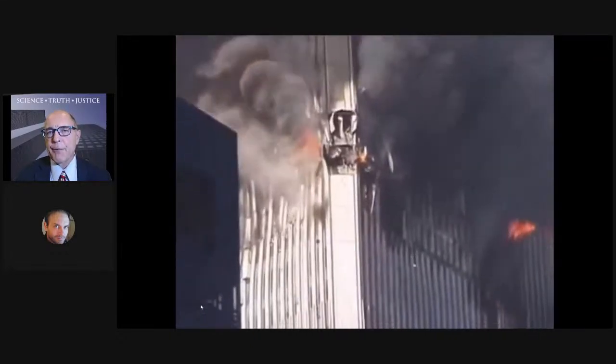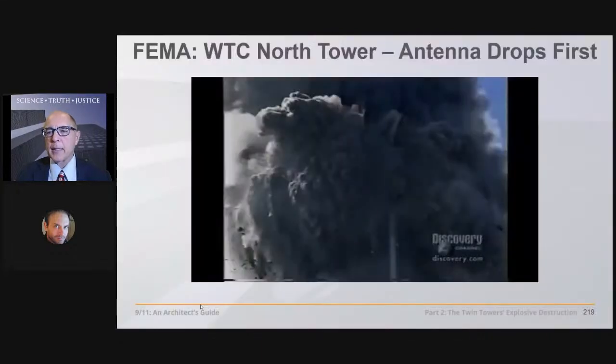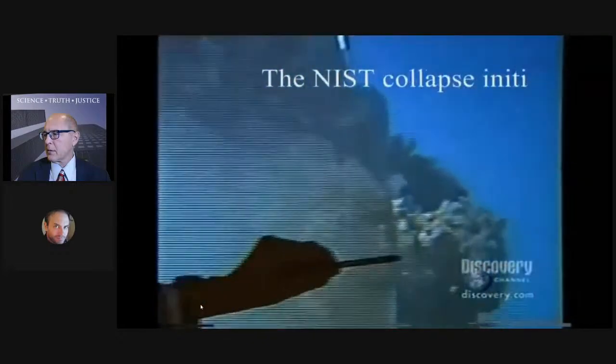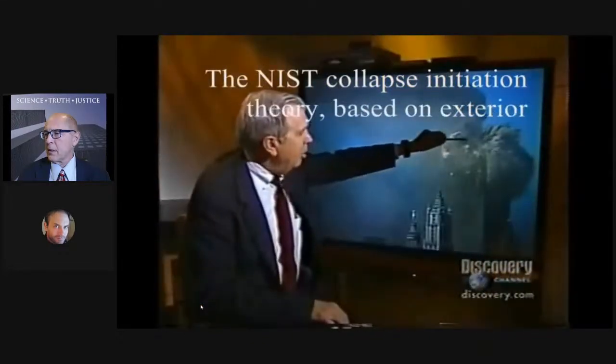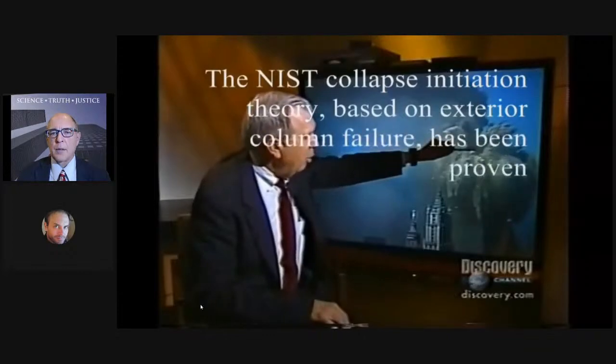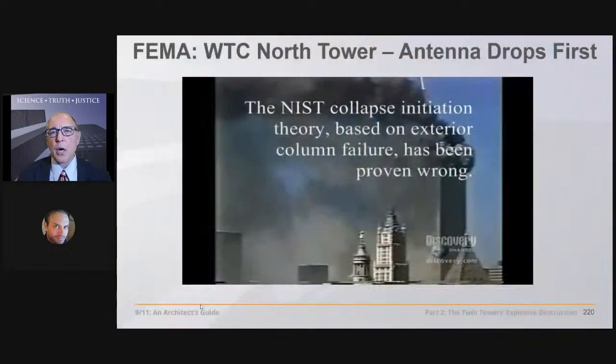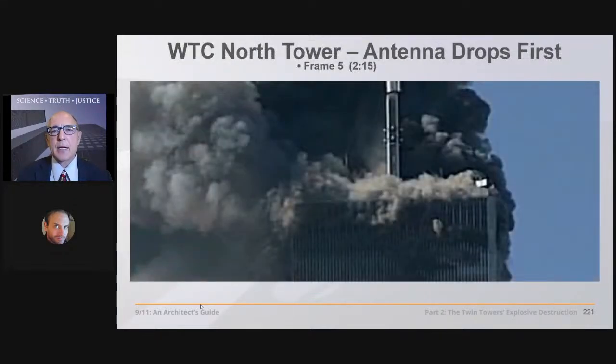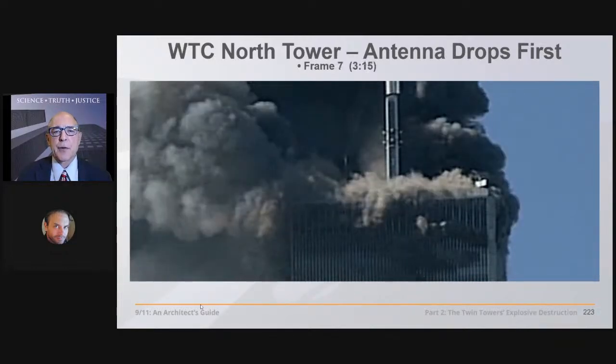Let's go to FEMA's report, not the report, but a documentary about the report on Discovery Television. When the collapse finally starts, the antenna started just a little bit before the exterior of the building started. And that tells us that the core columns let go first. The core columns let go first before the perimeter columns. That's proven by the antenna dropping first. As you see, frame 5, frame 6, frame 7.